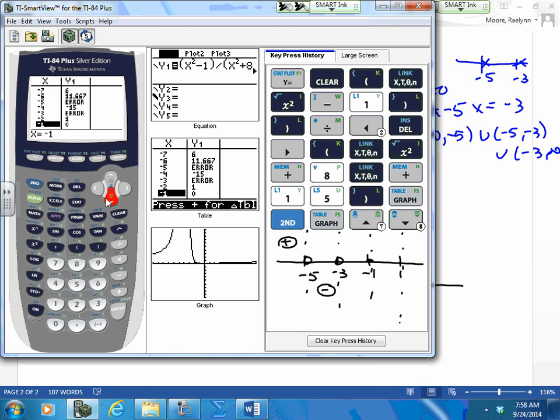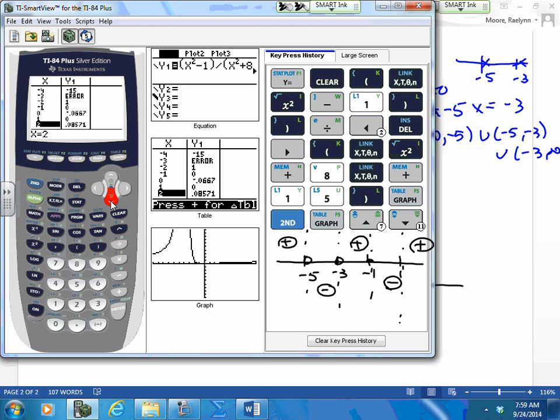Between -3 and -1, positive. Between -1 and 1, so what's the 0? Negative. Okay, and to the right of 1, 2 is positive.